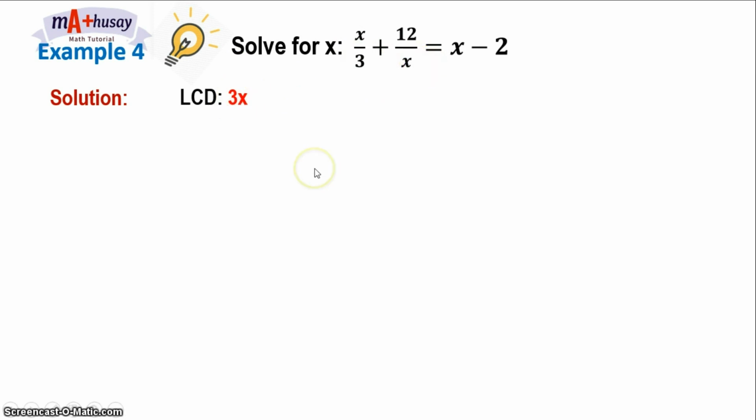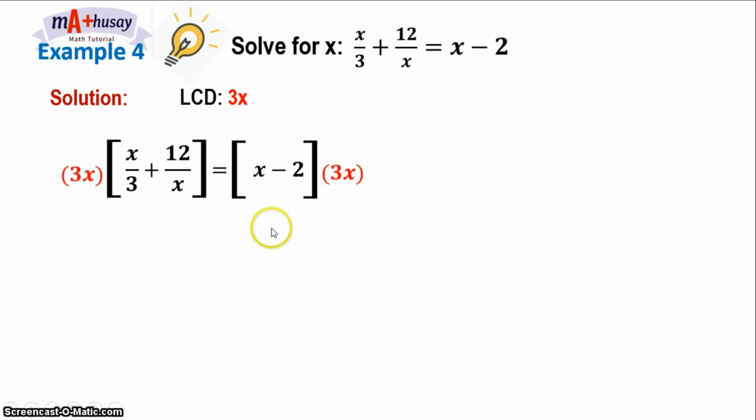So, multiplying 3x to both sides of this equation, we have, so, 3x times x over 3. So, ang mangyayari, makakancel natin si 3. So, we have x times x is x squared. Now, 3x times 12 over x, ang mangyayari, makakancel si x, but 3 times 12 is positive 36.